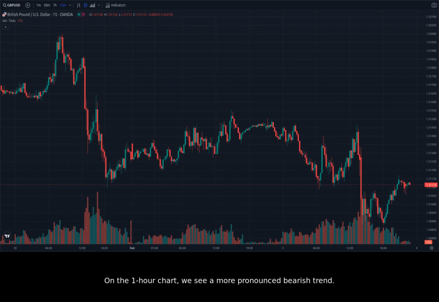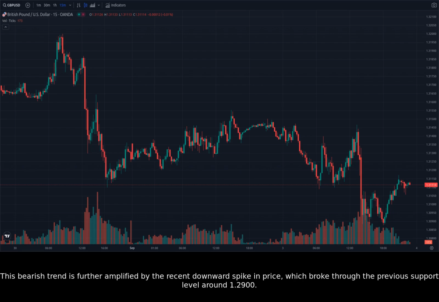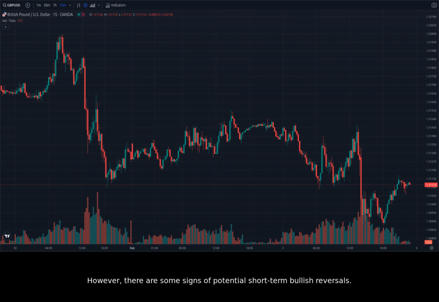On the one-hour chart, we see a more pronounced bearish trend. The price has been steadily declining from the 1.3000 level, forming a series of lower highs and lows. This bearish trend is further amplified by the recent downward spike in price, which broke through the previous support level around 1.2900. However, there are some signs of potential short-term bullish reversals.